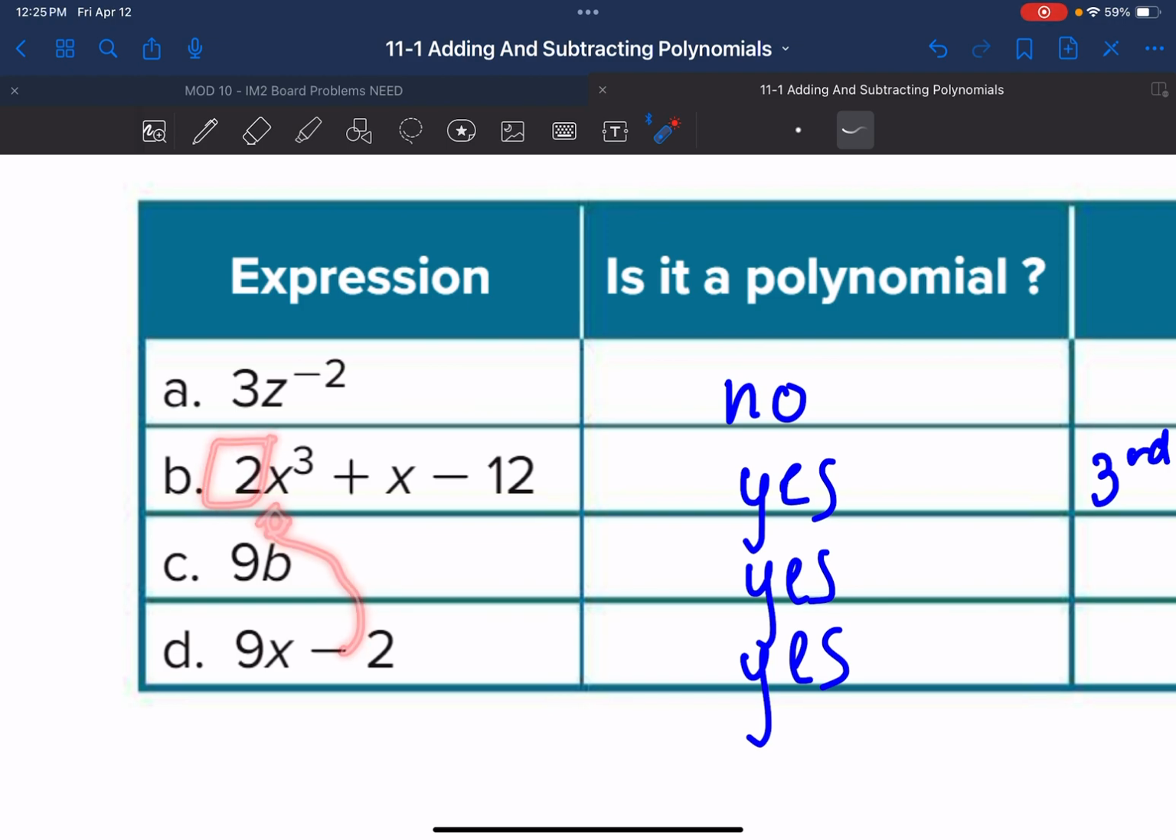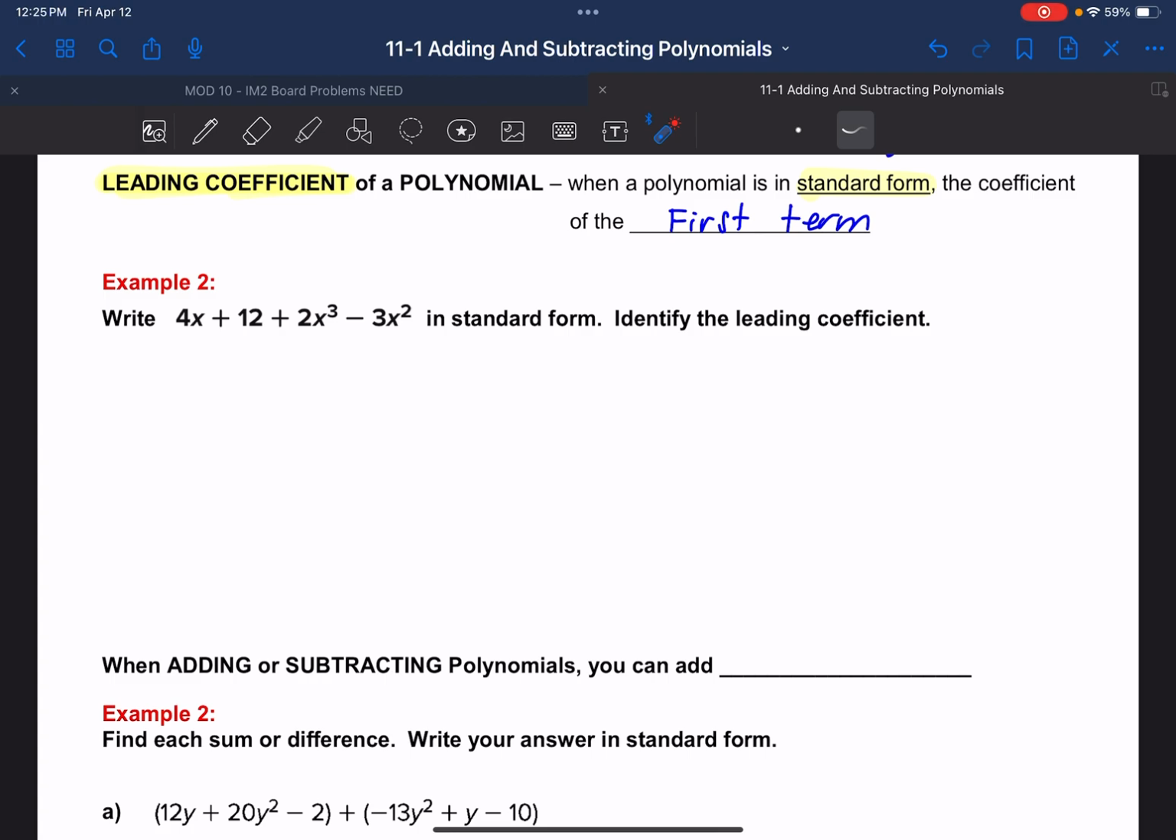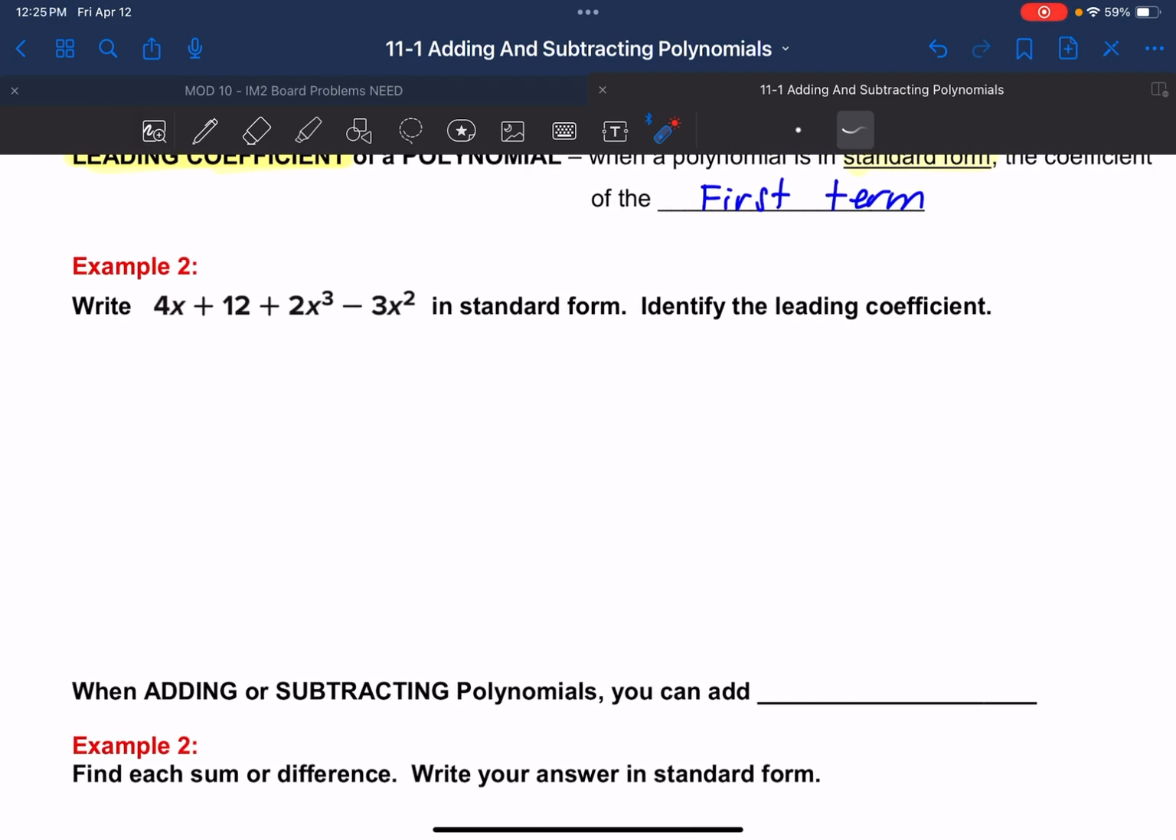Okay, and like I said, this will be important in the next chapter, so we need to know these terms and what it means. Okay, so we're just practicing with this vocab. So example 2, it says write this polynomial in standard form and identify the leading coefficient. So we're just going to rearrange the terms. My first term would be this guy. Remember, it's going to be 2x cubed.